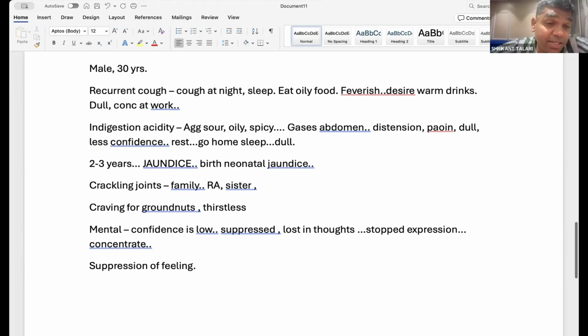So these are his mental symptoms. So see, this is a case where you have mental symptoms, where you have physical generals, where you have local symptoms. Now what to do? Can anyone tell? What will we do? What is our typical approach?